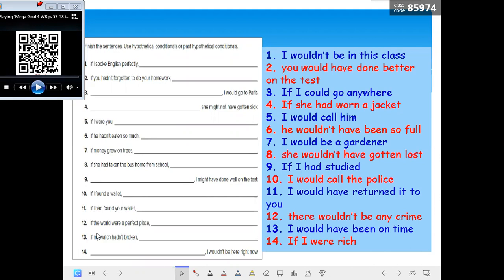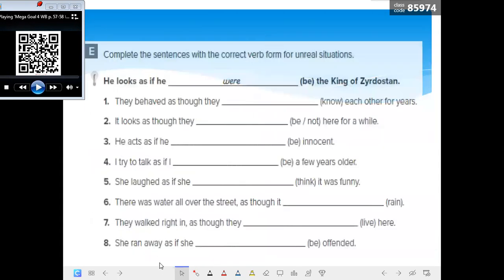Okay, now let's go to page 59. It's our new lesson. It's about exercise E and exercise F on page 59. Let's go there. As you see here on exercise E, he wants you to complete the sentences with the correct verb for unreal situations.